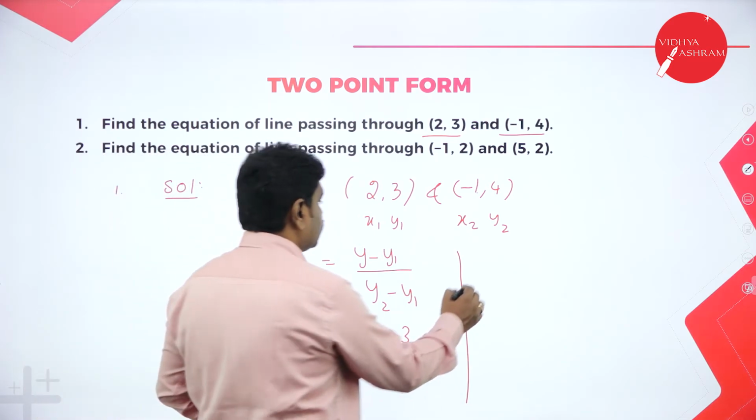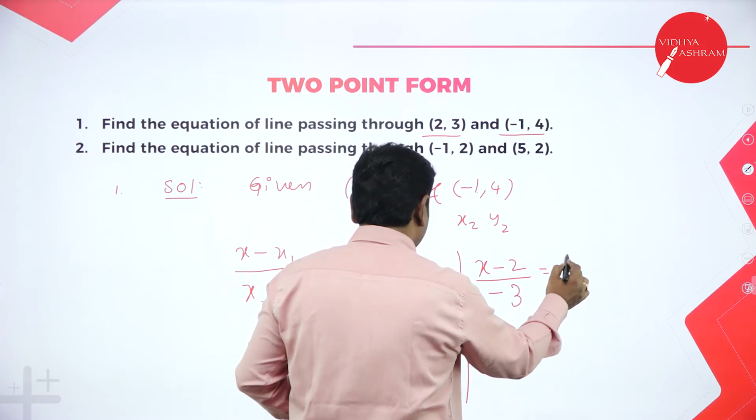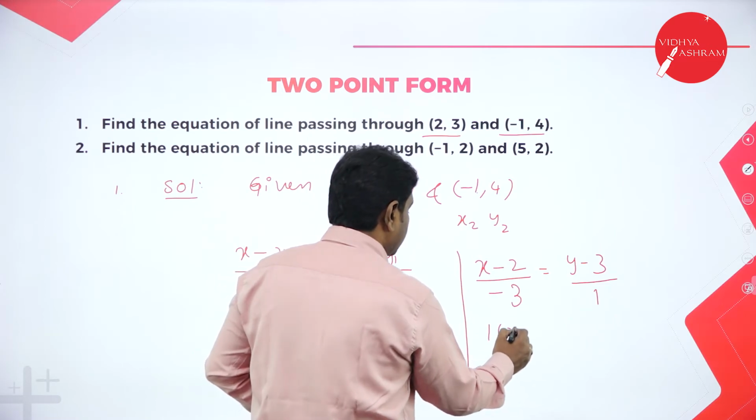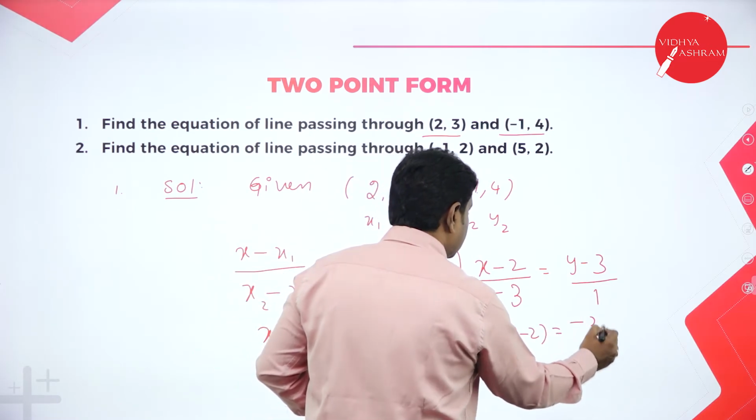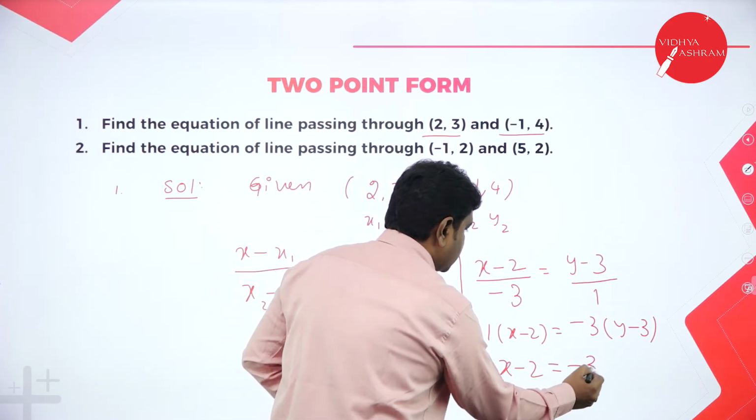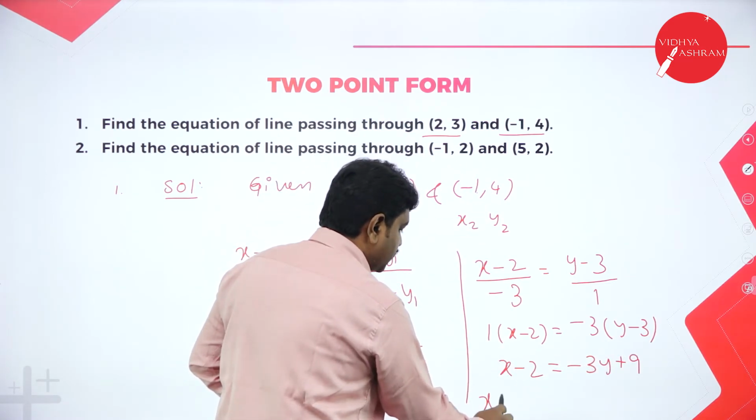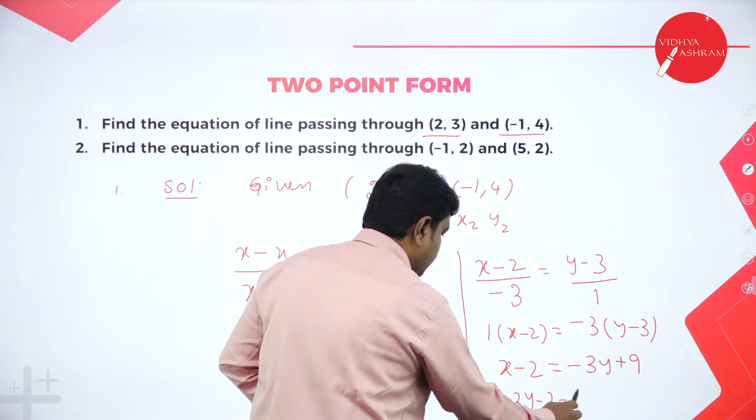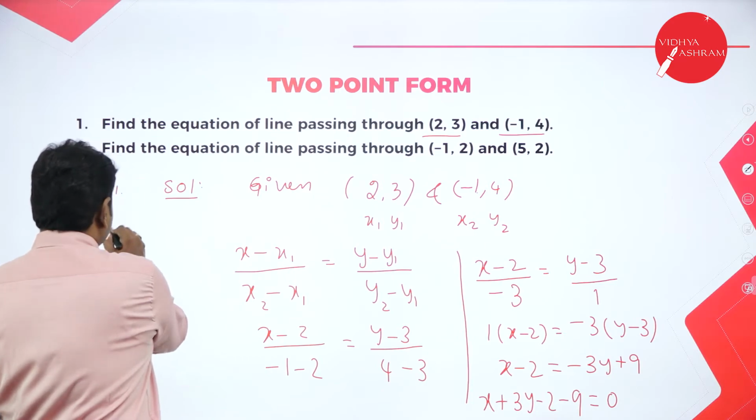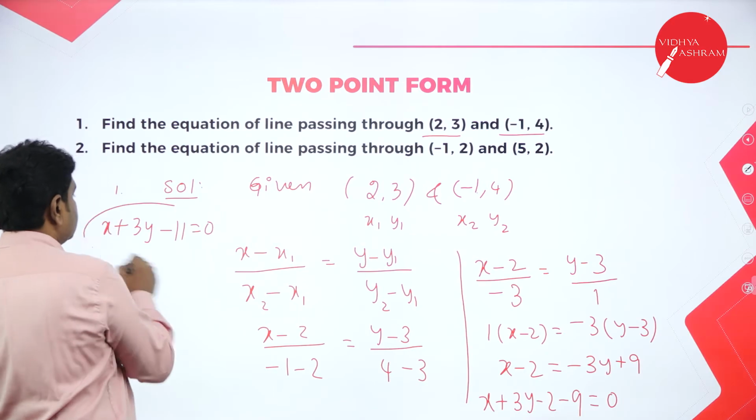So (x minus 2) divided by (minus 1 minus 2), which is minus 3, equals (y minus 3) divided by 1. Cross multiply: 1 into (x minus 2) is equal to minus 3 into (y minus 3). Simplify: x minus 2 is equal to minus 3y plus 9. Further, bring all terms to this side: x plus 3y minus 2 minus 9 is equal to 0. Simplify this. Finally you will get x plus 3y minus 11 is equal to 0. This is the final answer.